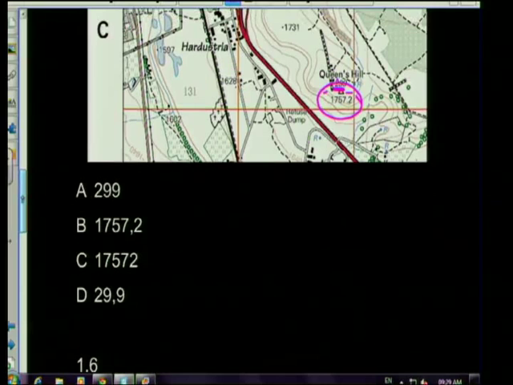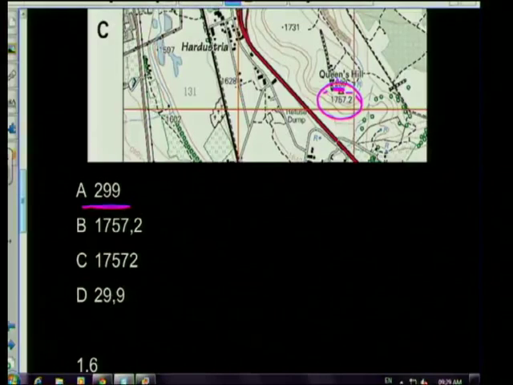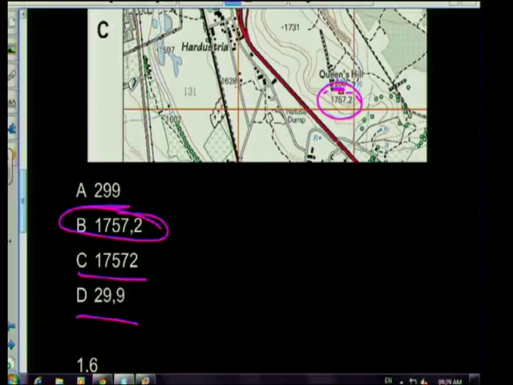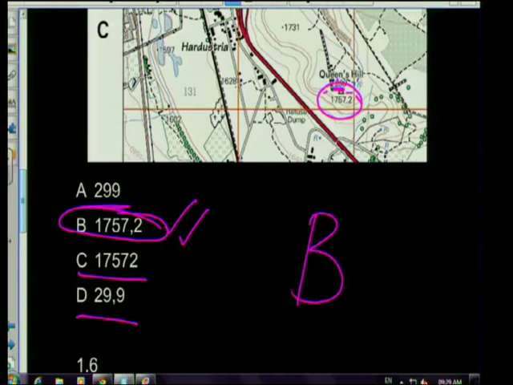And notice how the examiner tries to catch you with this type of question by giving you the number and expecting you to get that option. No. Now we've established, whenever we determine the height of a trig station, the height is always at the base of the triangle. And in this case, our answer was 1757.2, which is option B. Note how these options are given, and you could have easily got caught if you did not see the comma after the 7. So, my correct option is B.